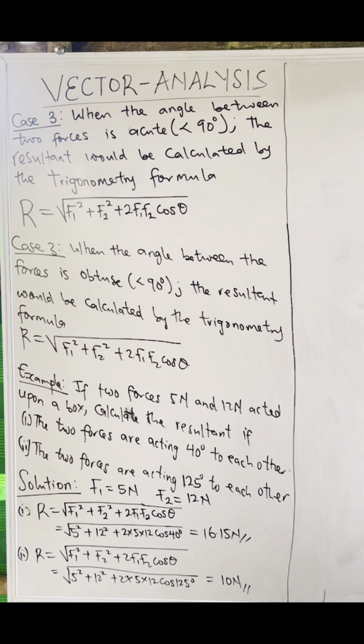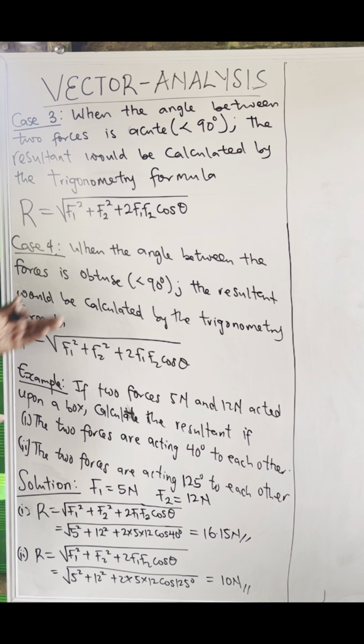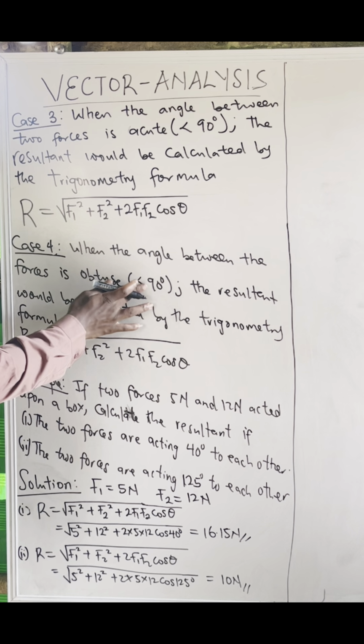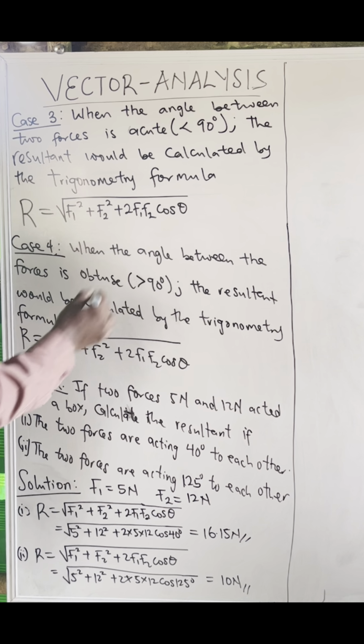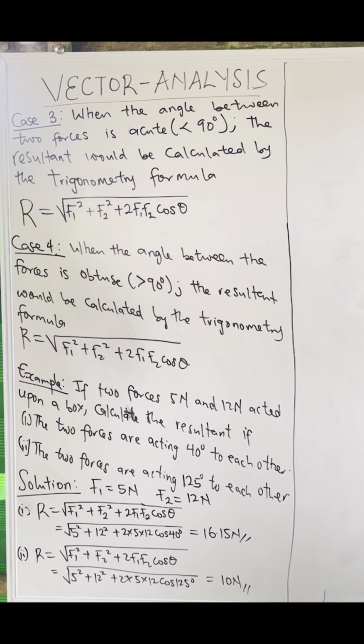So guys, case 3. When the angle between two forces is acute, that is less than 90, the resultant will be calculated by the trigonometric formula R is equal to the square root of F1 square plus F2 square plus 2F1F2 cos theta. Case 4: when the angle between the forces is obtuse, that is to say greater than 90, the resultant will be calculated by this. So this simply means that the formula for case 3 and case 4 are the same.